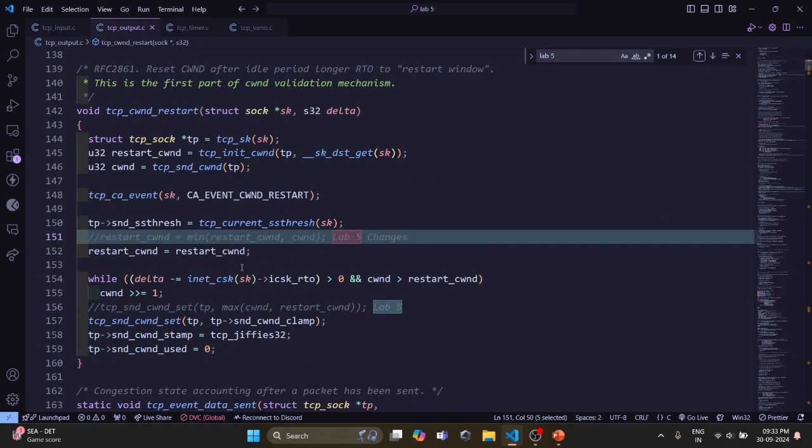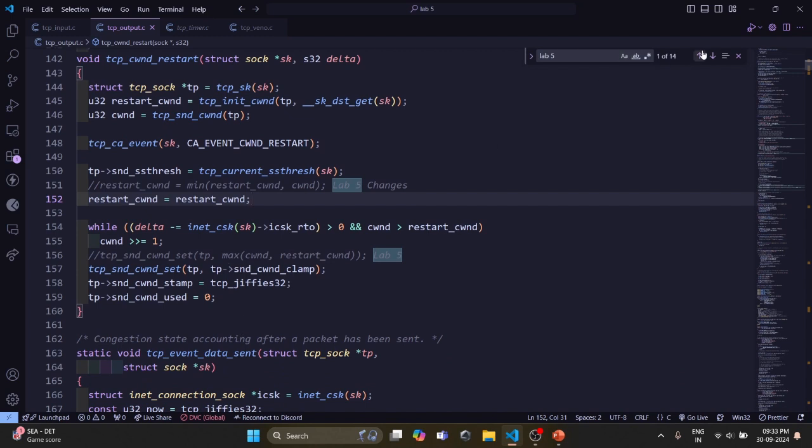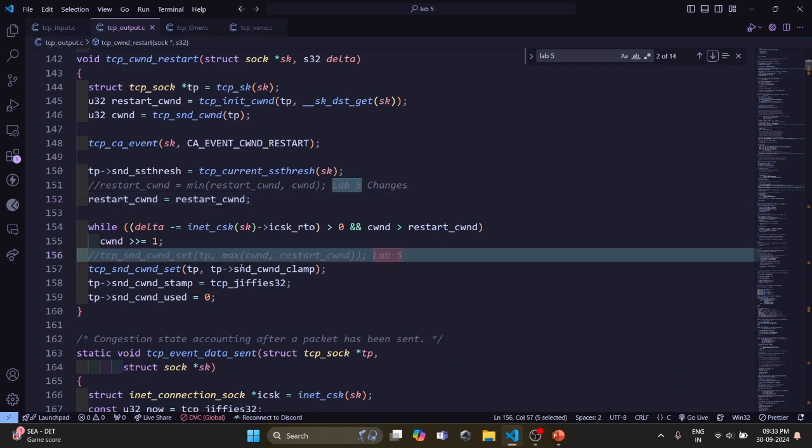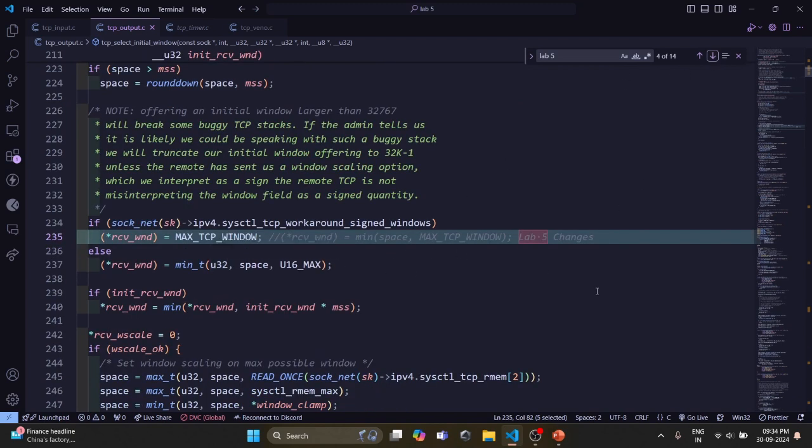So the first change we did was, instead of getting the minimum value between these two, we directly assign this over there. Over here we also do the same. Instead of getting the maximum between these two, we directly send it. This is another change we did: instead of getting the minimum value, we'll get the maximum value now. This is the other change: instead of again getting the minimum value, we directly send a max TCP window.